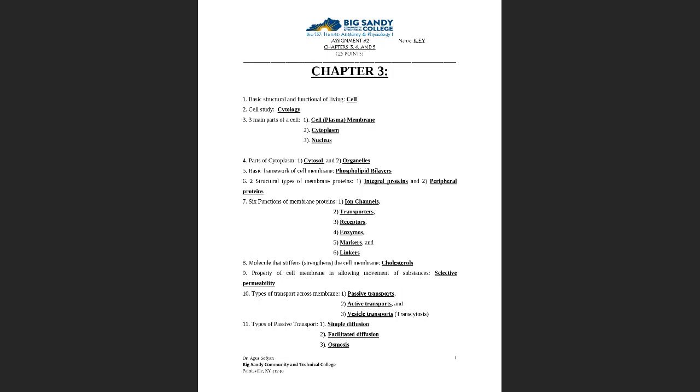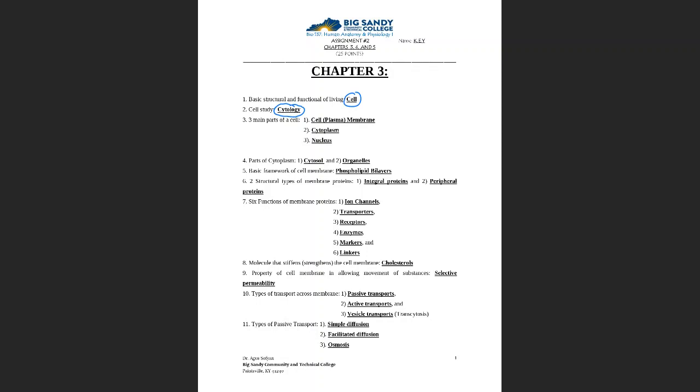So the cell has the capability to perform all living actions or characteristics like growing, response to the stimulus, metabolisms, reproductions, and etc. So the cell is the basic unit of living. And then the study of cells is called cytology. Cyto means cell, logy means science of. So this is the science of cells.